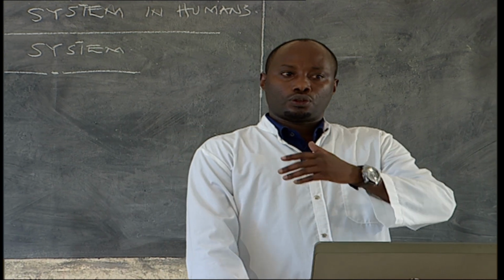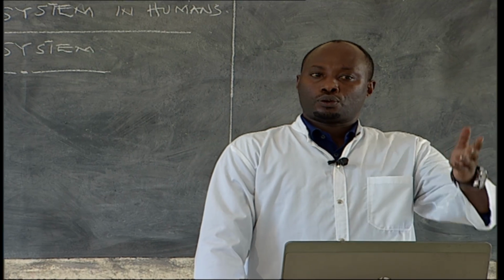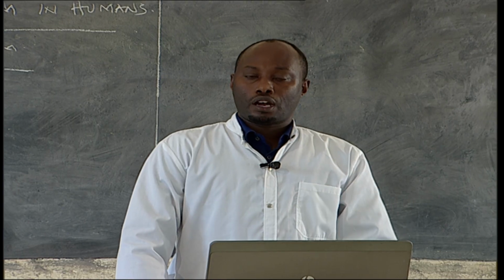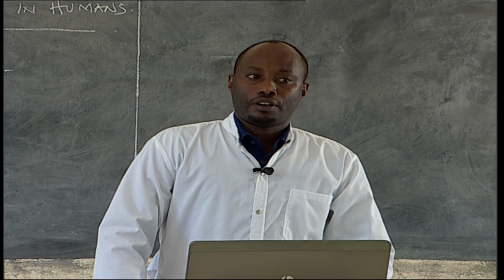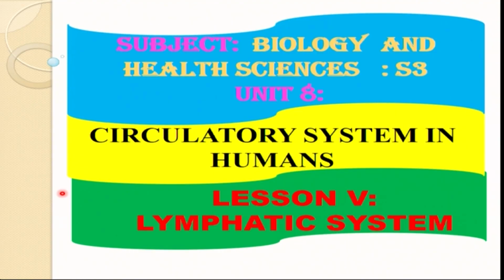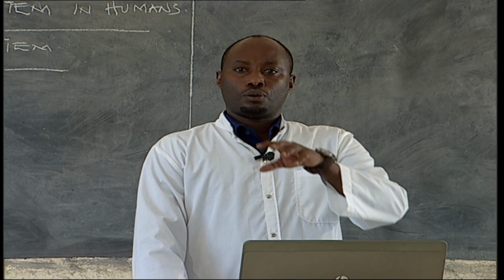So we discussed all those things concerning blood clotting and components of blood. So students, I welcome you today to Lesson 5, which is concerning the lymphatic system. As we talked about the circulatory system, today we're going to discuss the lymphatic system. What is the running objective of the lesson?